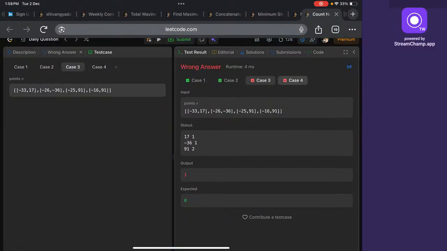Output expected 1. Why so? No, test case. We have 0, minus 10, 0, 0, and other points upwards, minus 25 and minus 16. Right answer 0. Expected. Why is it expected?